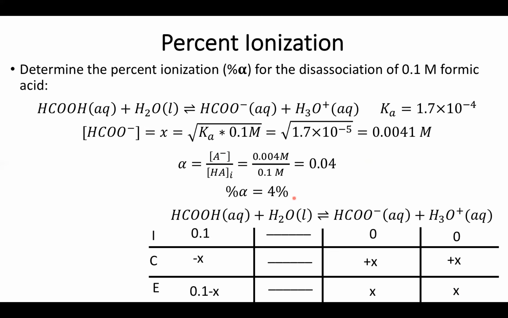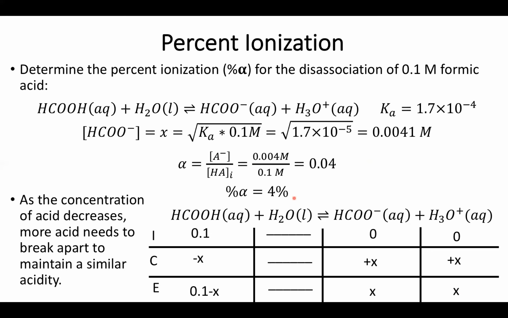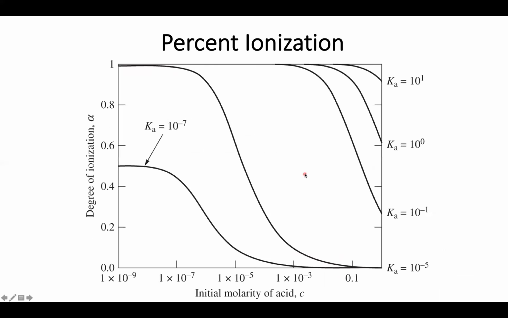Now, this is kind of interesting, but it makes a certain amount of sense. Because as I add less and less of my formic acid, it turns out that a larger portion of it has to break apart even to maintain similar acidities. In this case, our solution won't even be as acidic as it was before, but it's still in the same ballpark. And that's one of these important features. As I add less and less acid, my percent ionization will go up and up. And you can kind of see this in a graphical form.